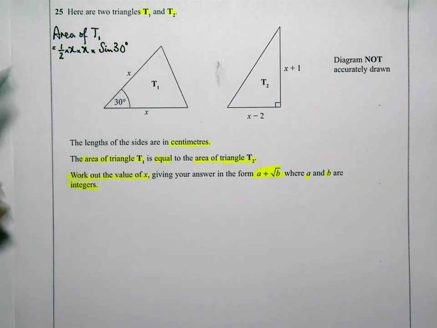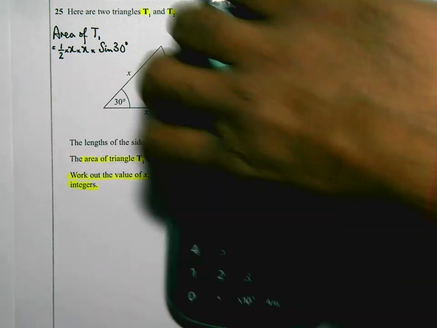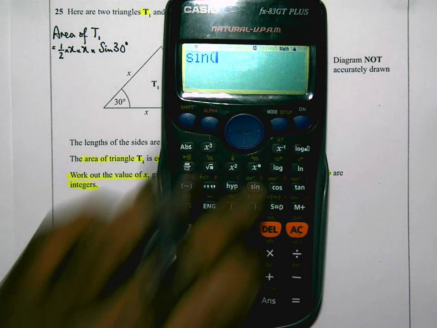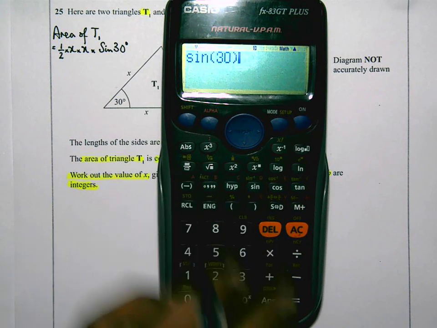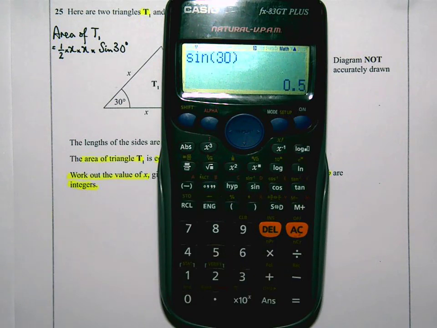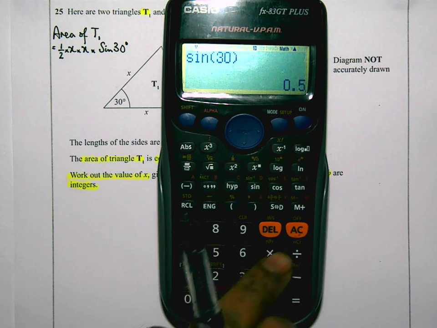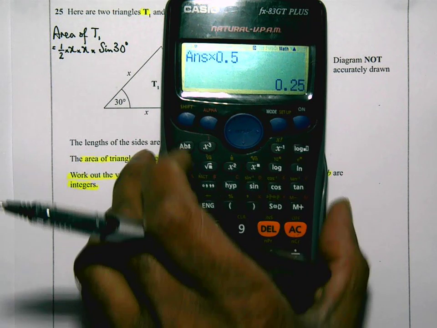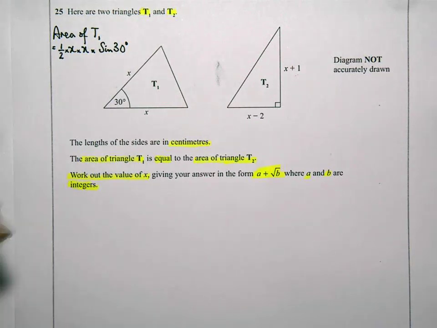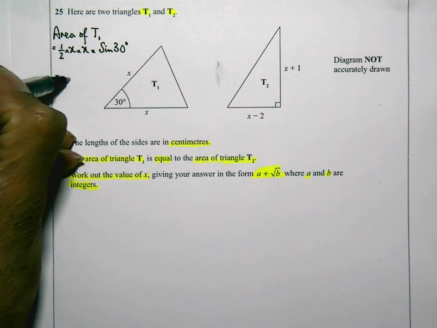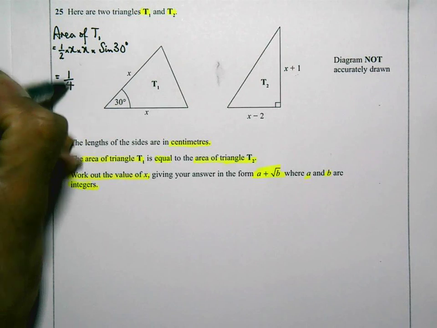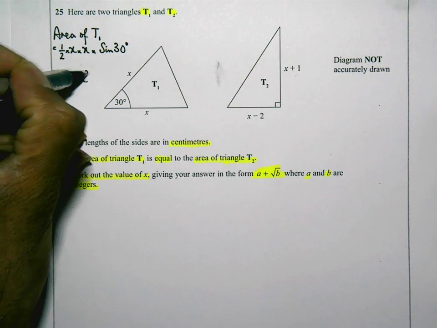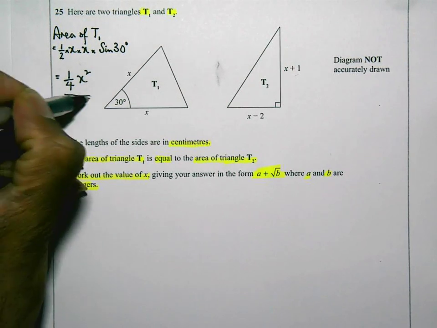So what I'm going to do now is work out what sine of 30 is. So sine 30, close the brackets, is 0.5. And a half at the front there, that's 0.5 as well. So a half times a half, that's 0.25, which is a quarter. So I'm going to shorten this by writing a quarter, and x times x is x squared. So that's the area of T1.